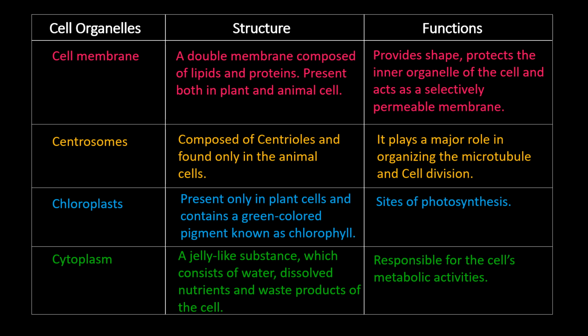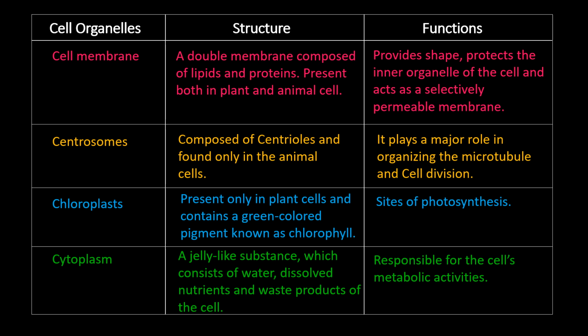Cell membrane. It is a double membrane composed of lipids and proteins, and it is present in both plant and animal cells. It provides shape, protects the inner organelles of the cell, and acts as a selectively permeable membrane. Centrosomes are composed of centrioles, and they are only found in animal cells. They play a major role in organizing the microtubules and in cell division.